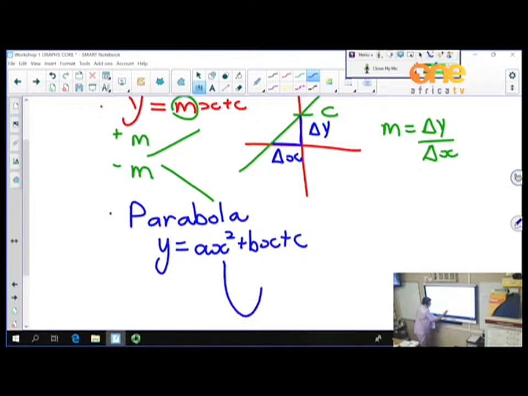Now, you can have a shape like this, which has a minimum turning point, and we can have a shape like that, which has a maximum turning point. A minimum and a maximum turning point. And this a here determines that. So if a is positive, it is the minimum. If a is negative, it is the maximum that we deal with here.